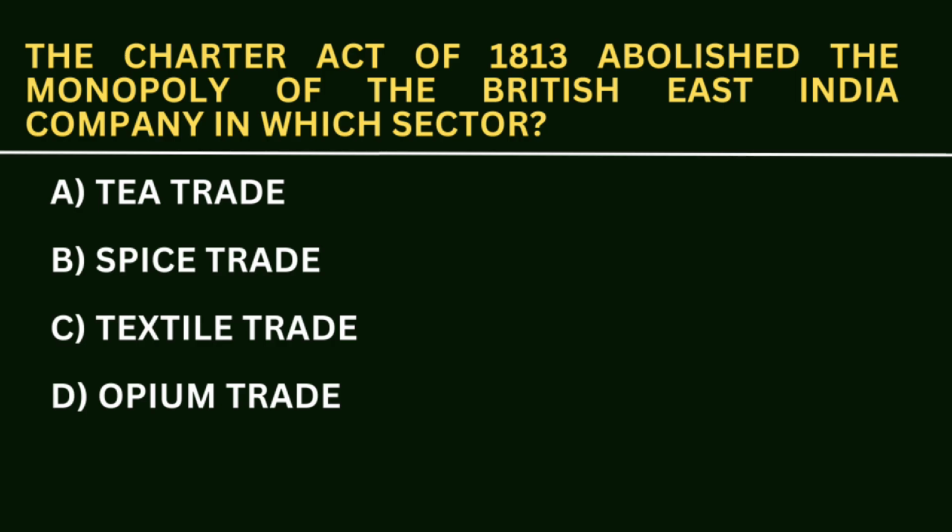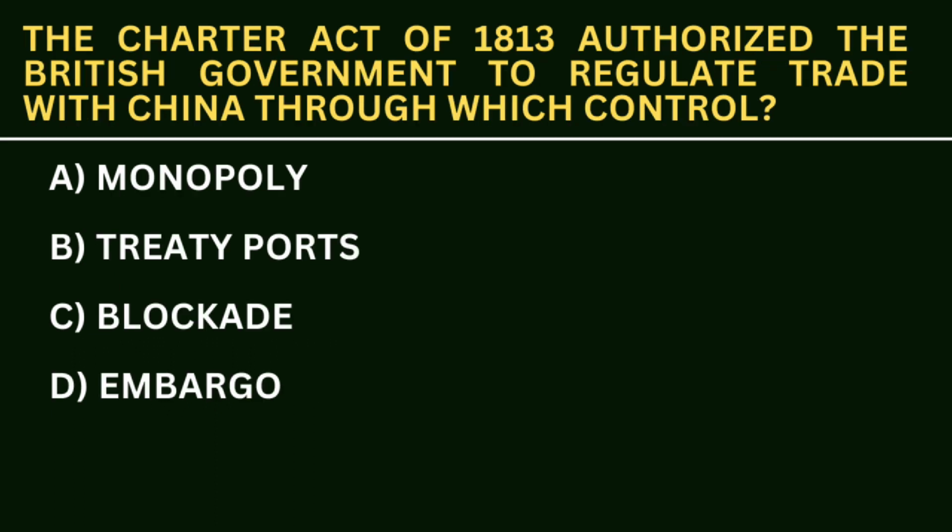The Charter Act of 1813 abolished the monopoly of the British East India Company in which sector? Option C is correct, textile trade. The Charter Act of 1813 authorized the British government to regulate trade with China through which route? Control. Option B is correct, treaty ports.